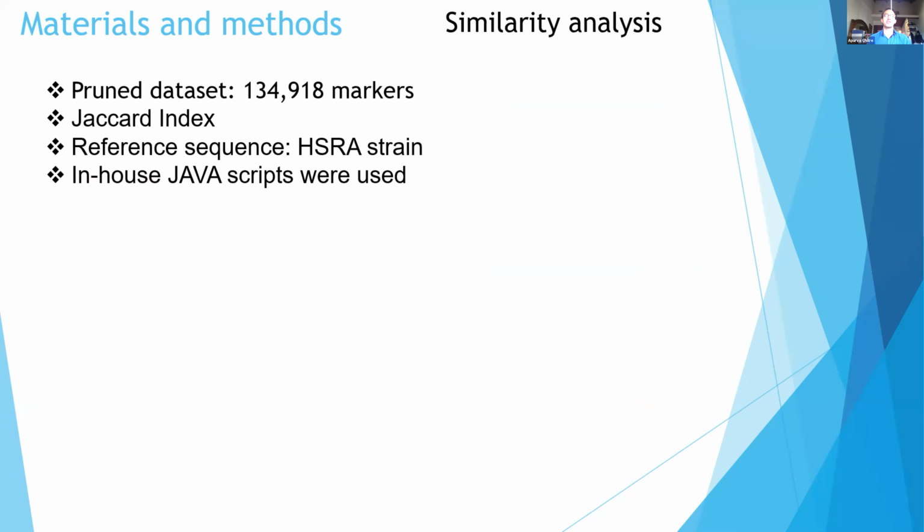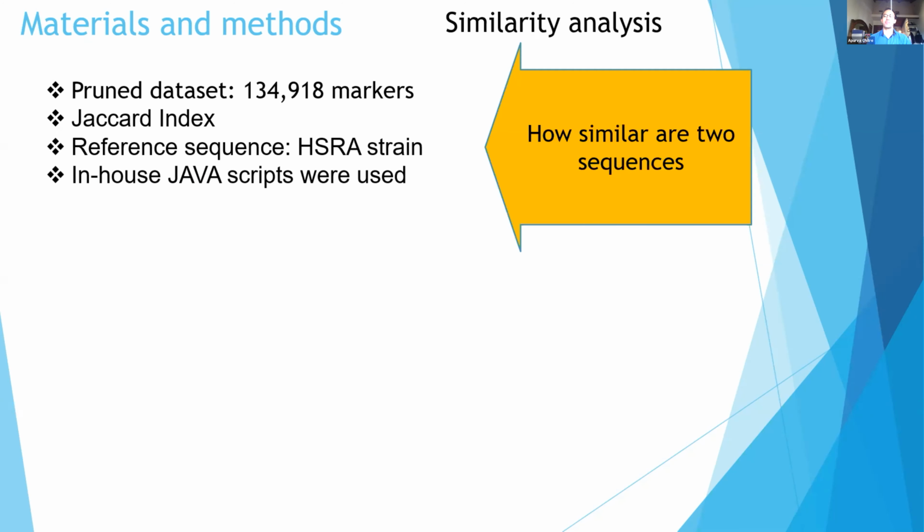For this analysis, we performed a similarity analysis. The goal of this analysis is to tackle that issue of an incomplete penetrance. We used the Plum database. We fitted the Jaccard index, and we used as a reference the HSRA strain, and everything was coded in Java.